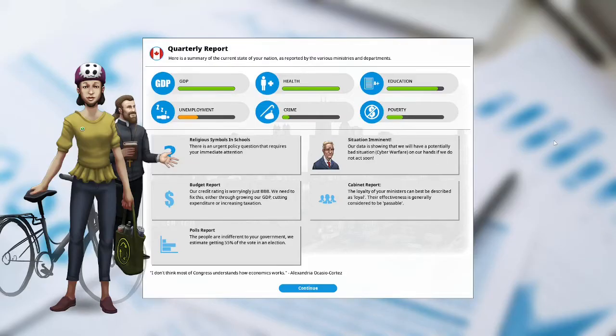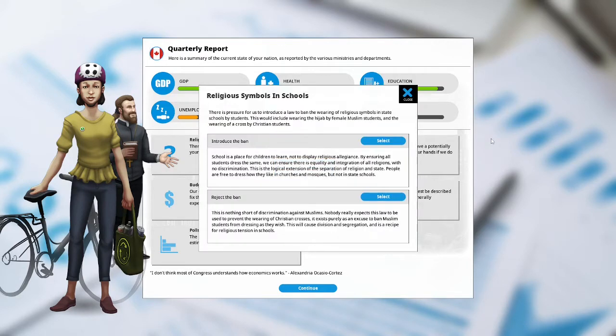Religious symbols in school. There's an urgent policy question that requires your immediate attention. There's pressure for us to introduce a law to ban the wearing of religious symbols in state schools by students. This would include the wearing of the hijab by female Muslim students and the wearing of a cross by Christian students. Introduce the ban. School is a place for children to learn, not to display their religious allegiance. By ensuring all students dress the same, we can ensure there is equality and integration of all religions with no discrimination. This is a logical extension of the separation of religion and state. People are free to dress how they like in churches and mosques, but not in state schools.